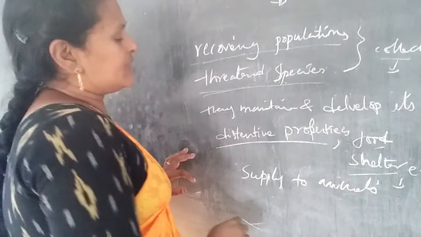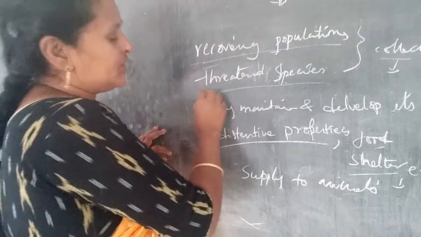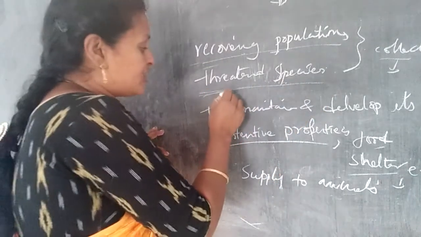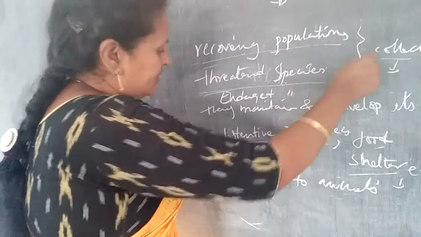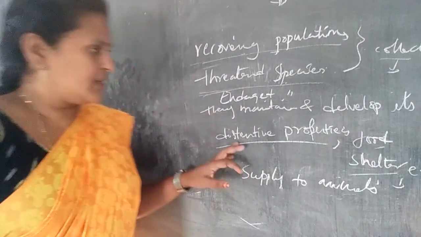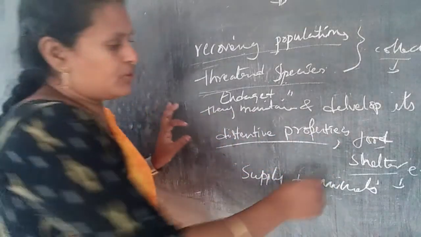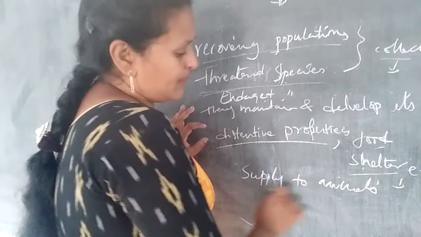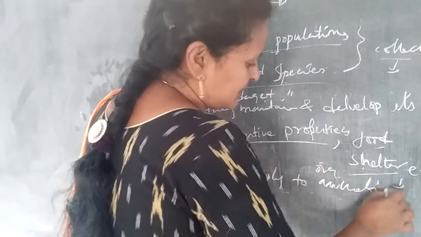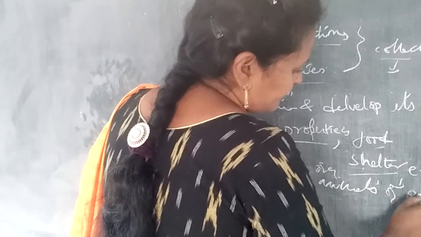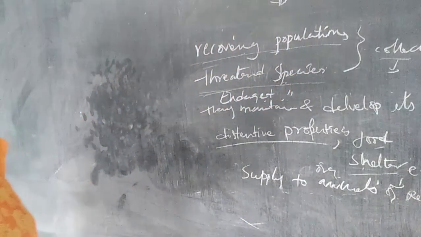So what is a conservation site? Recovering populations, threatened species and endangered species are collected, and they maintain and develop their distinctive properties like food, shelter, etc. They supply these to animals and recovering populations. So that is called a conservation site.